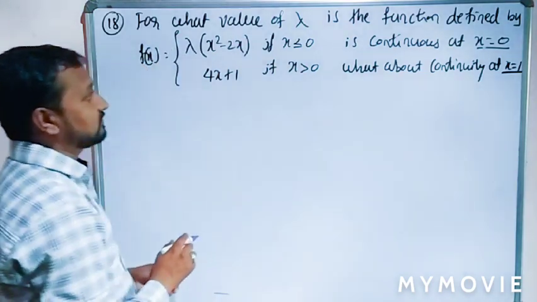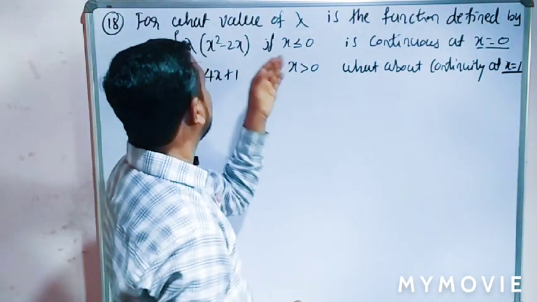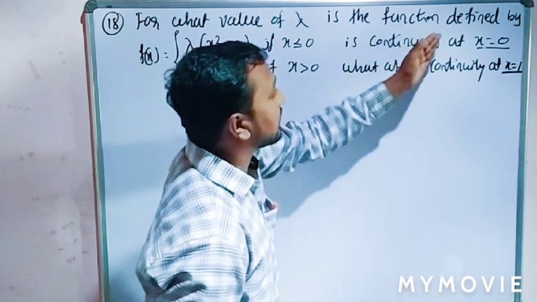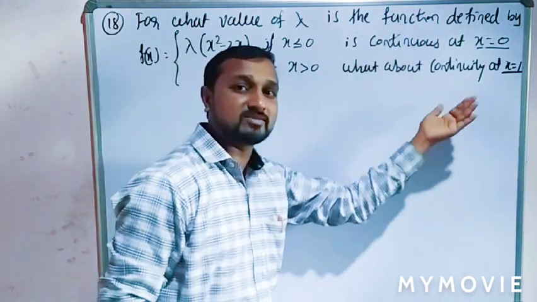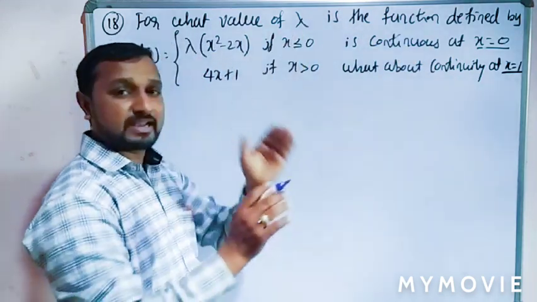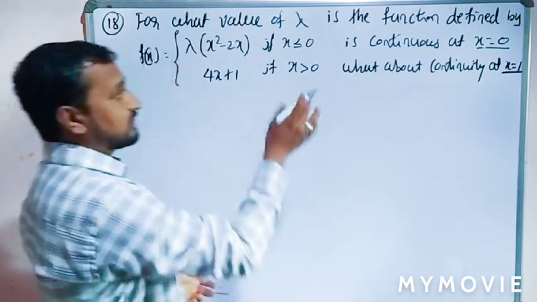So here, this is a very important example. Very easy. Here it is already given that the function should be continuous at x equal to 0. At x equal to 0, the function should be continuous is nothing but LHL and RHL are equal. Is that clear? So find LHL and RHL.